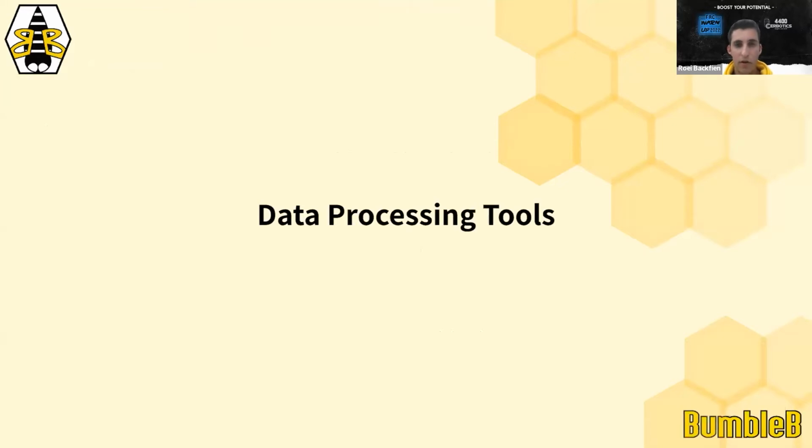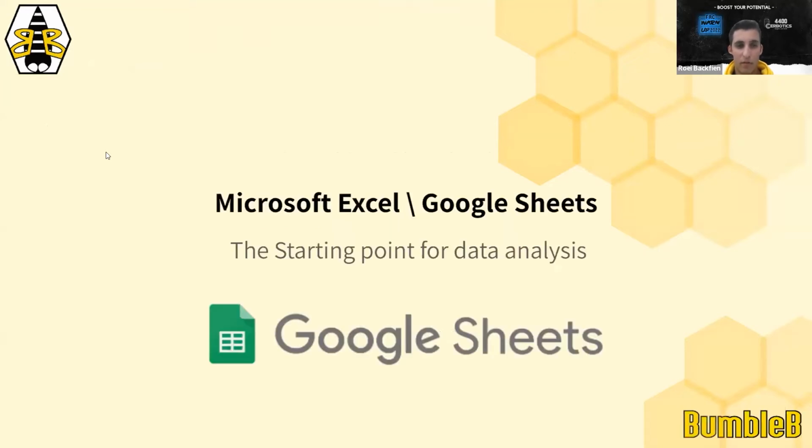So now we're going to move on to the data processing tools, after we finish talking about all the data collection tools. The first tool to process data is Microsoft Excel or Google Sheets. They are very similar. This is the starting point for data analysis.